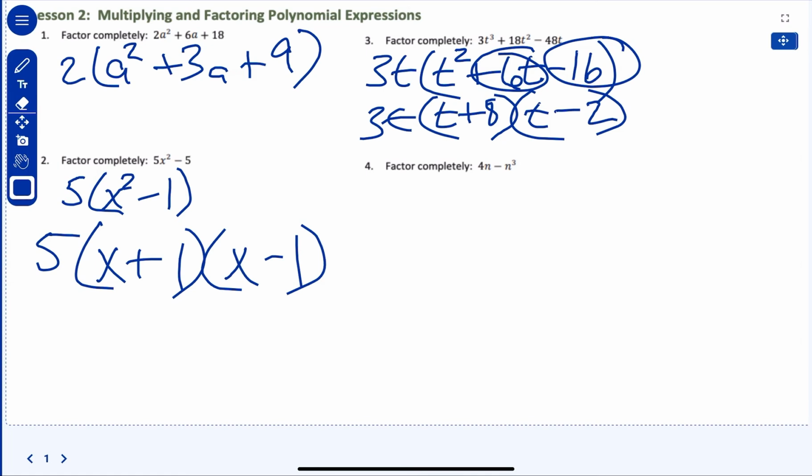Okay, number 4, factor completely. What is our common term? N. And then 4 minus n squared. Now, as soon as you see me write that, I need you to go, difference of 2 squares.